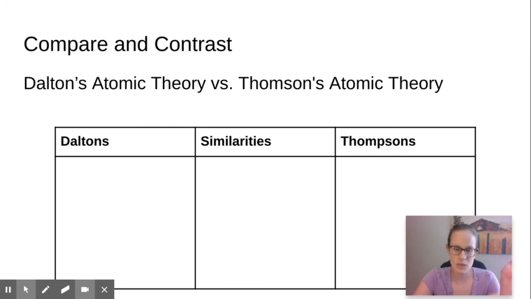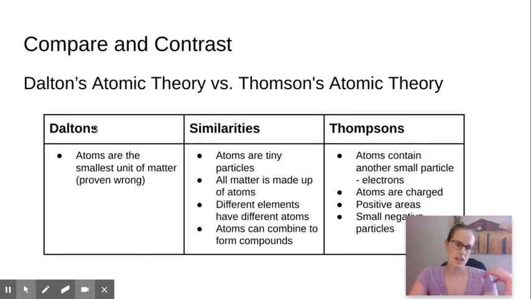Okay, so let's compare a little bit. I kind of just did this, but Dalton's theory was that you have an atom that is a solid sphere. And he also thought that you couldn't get any smaller than that atom. Like that was the smallest you could get. So that was proven wrong. It was a starting point, though.